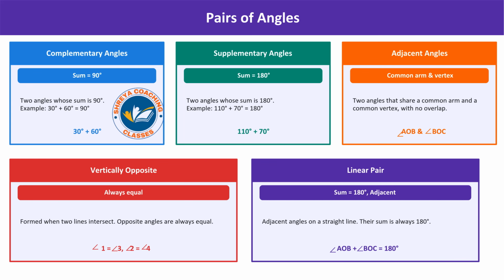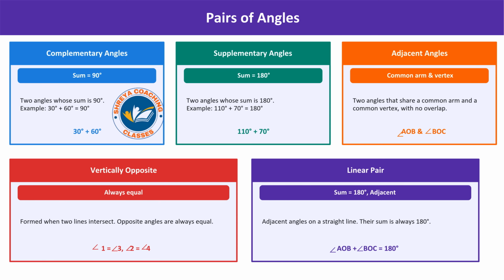Now let's study different pairs of angles. The first pair is complementary angles. Two angles are called complementary if their sum is 90 degrees. For example, 30 degrees plus 60 degrees equals 90 degrees. Remember, each angle does not have to be equal. Only their total should be 90 degrees.